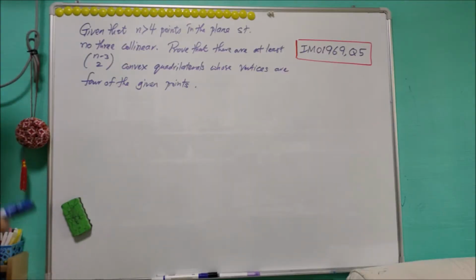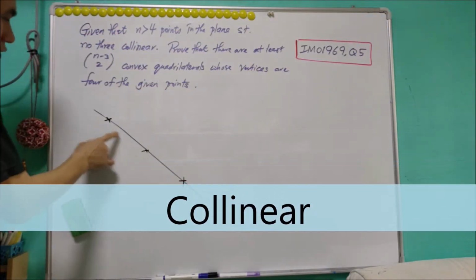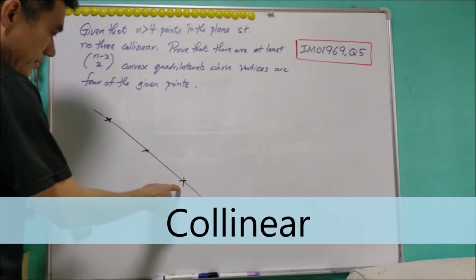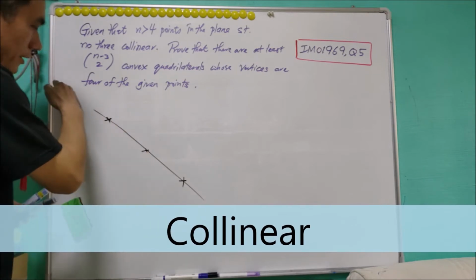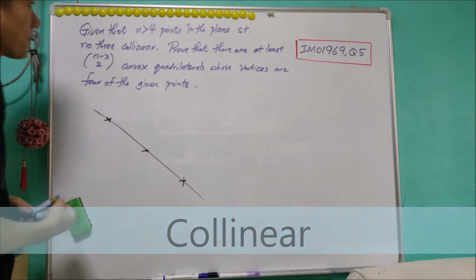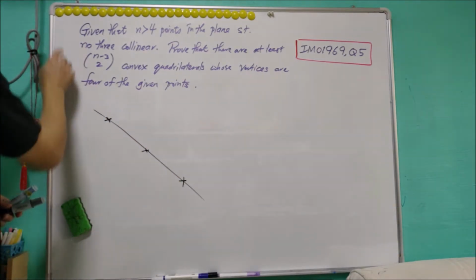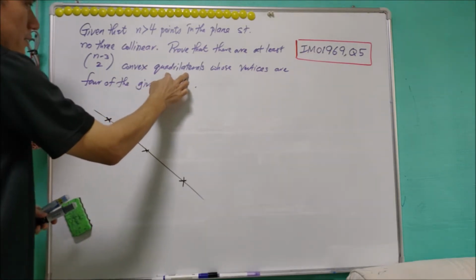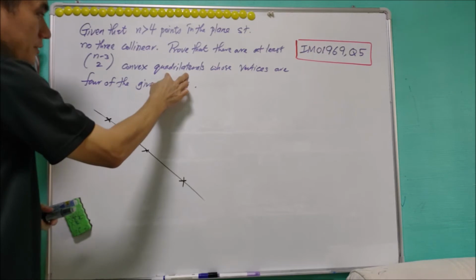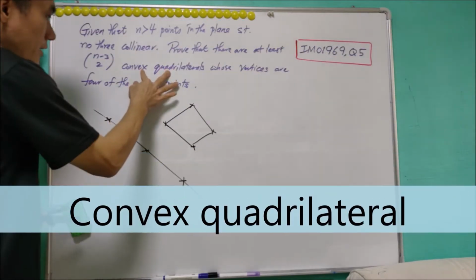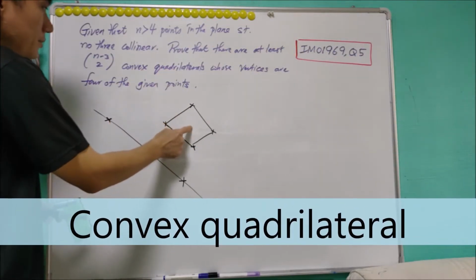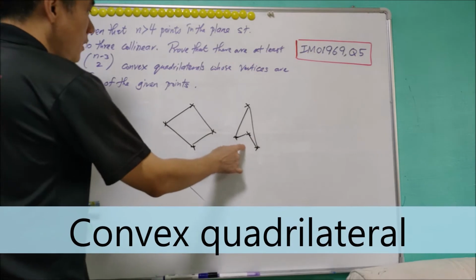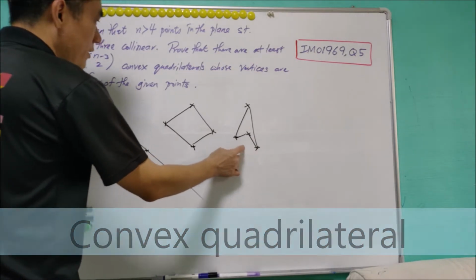Before we begin, let's clarify some of the terms here. We will say that 3 points are collinear if a straight line passes through these 3 points. In the given condition, this is not allowed. A quadrilateral is a polygon of 4 sides. For convex quadrilateral, this is one example, and this is one non-convex quadrilateral.